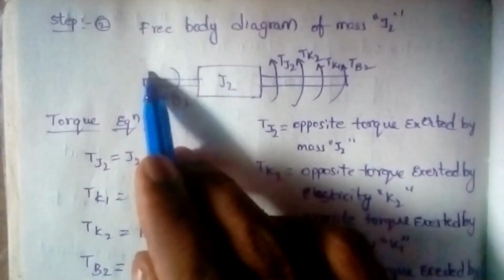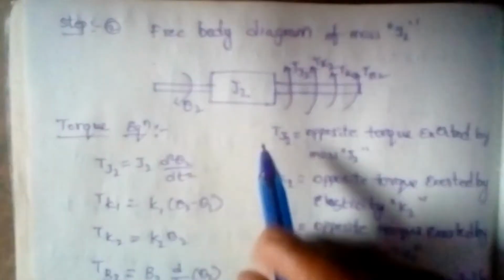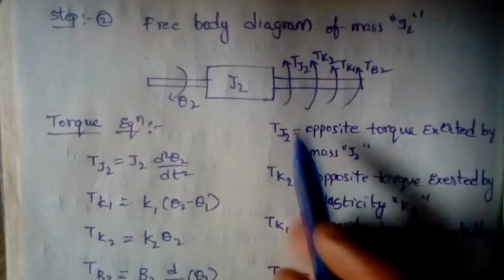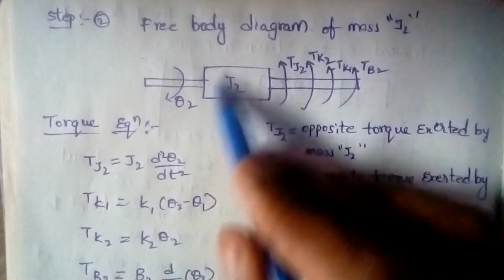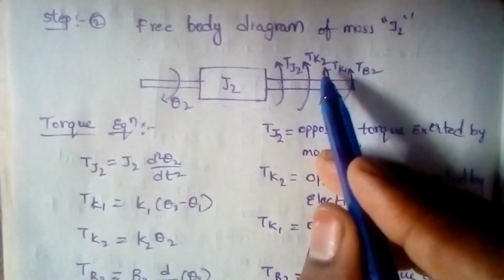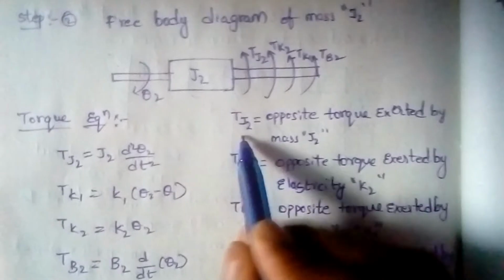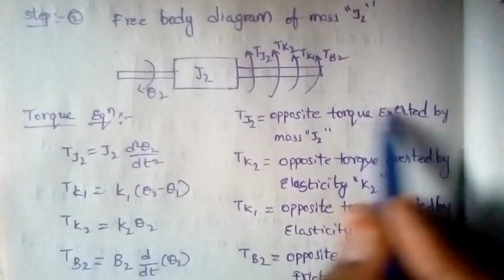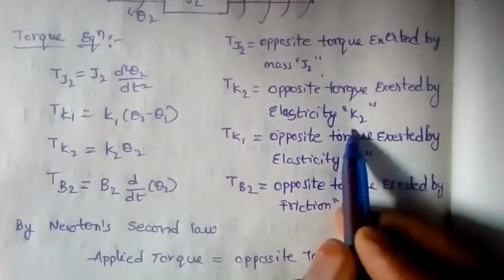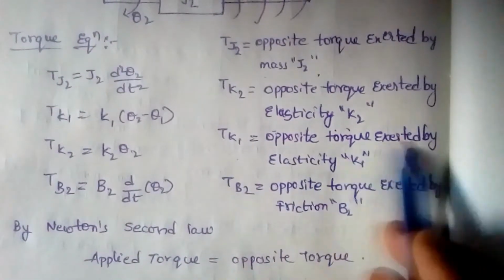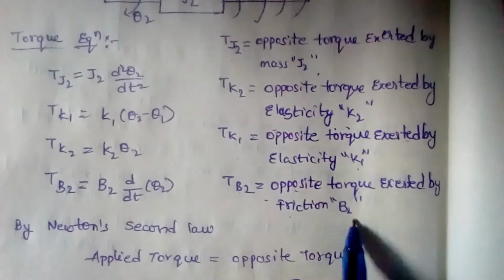There is no applied torque here. Therefore, Tj2 is the opposite torque exerted by the mass element. Then K2 is the spring, Tk2 is the torque exerted by it. So you can see Tj2 is the opposite torque exerted by the mass J2. Tk2 is the opposite torque exerted by the elasticity in the spring K2. Tk1 is the opposite torque exerted by the elasticity in K1. Tb2 is the opposite torque exerted by the friction B2.